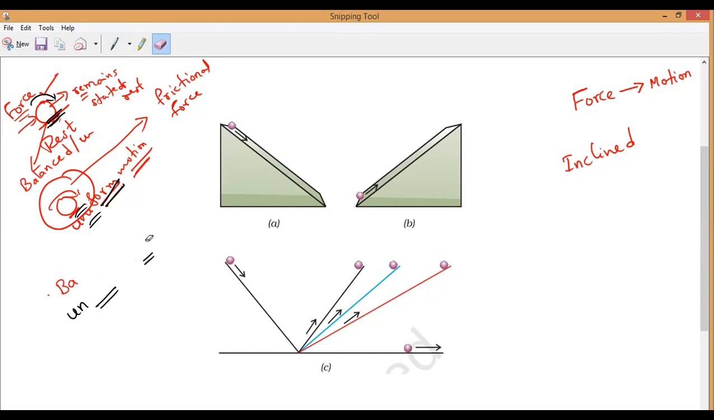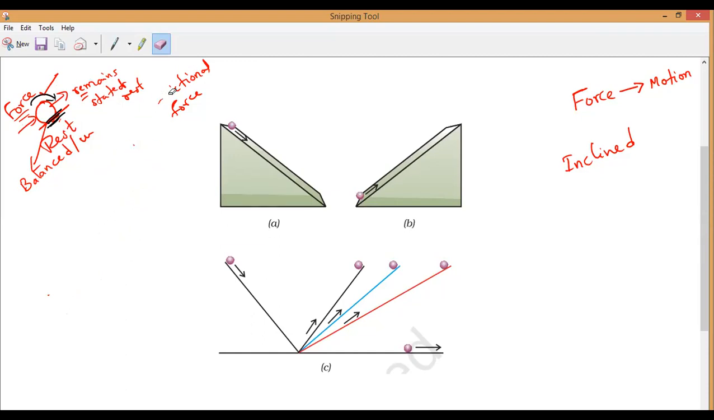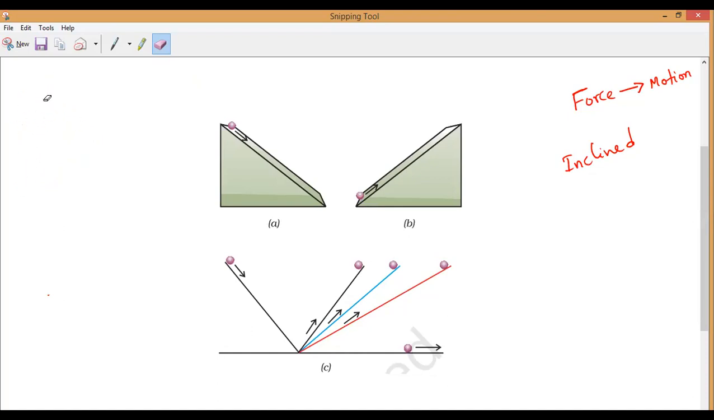Balanced forces. What do you mean by balanced forces? All forces are equal; the resultant force is equal to zero. That is called balanced forces. So, which kind of forces will create motion in a body? Unbalanced forces. Only unbalanced forces will cause a change in a body. That is what you have to remember.